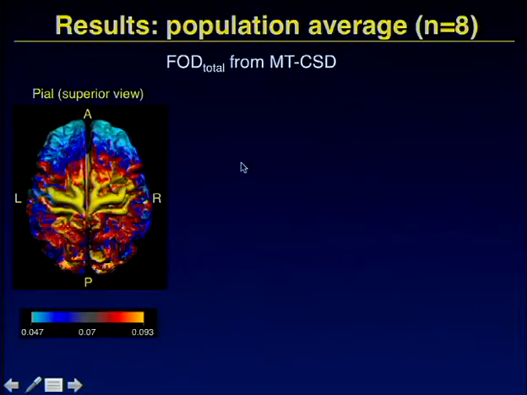So then what we did is we take our 8 subjects. This was we take 8 subjects from the large data set they have there. And I'm showing now here population average results. So these are now this total fiber orientation distribution seen from the top in the pial surface. And you start to see that these cluster in intensity in regions. So we can see a sensorimotor area, the visual area, low in the front.